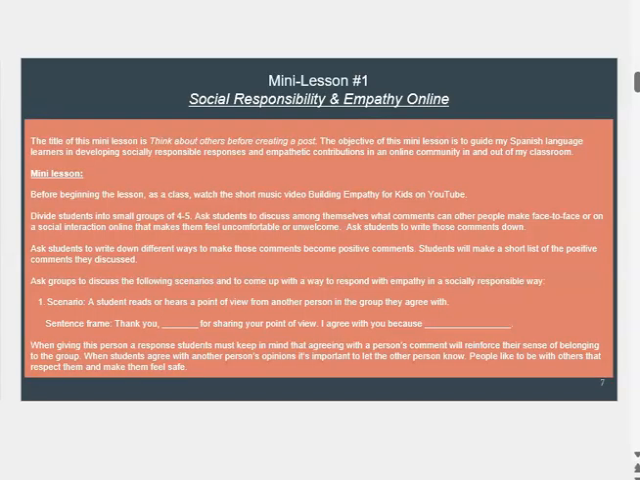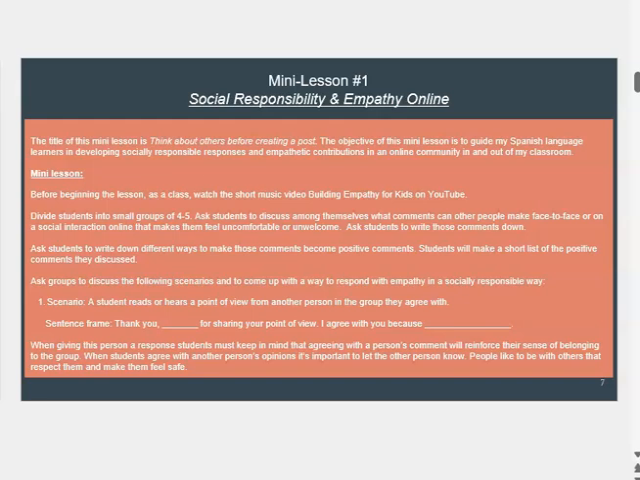I asked students to discuss among themselves what comments other people can make face-to-face or in a social interaction online that make them feel uncomfortable or unwelcome. Then I asked students to write down different ways to turn those comments into positive comments. Students wrote a short list of the positive comments they discussed.